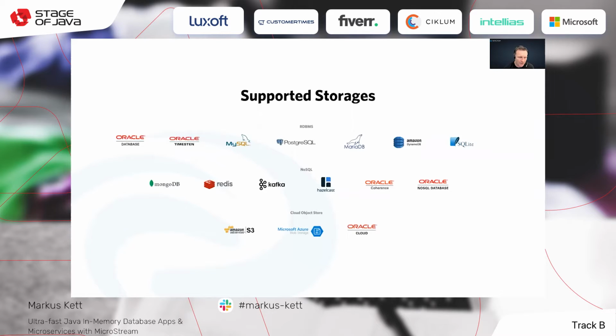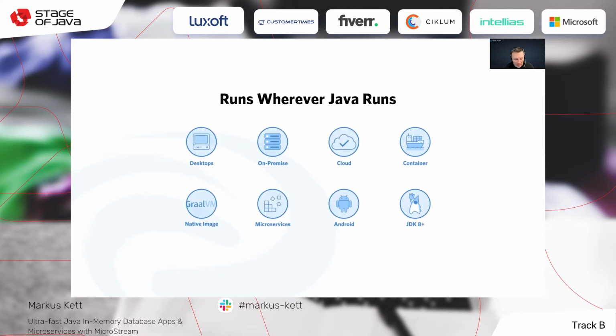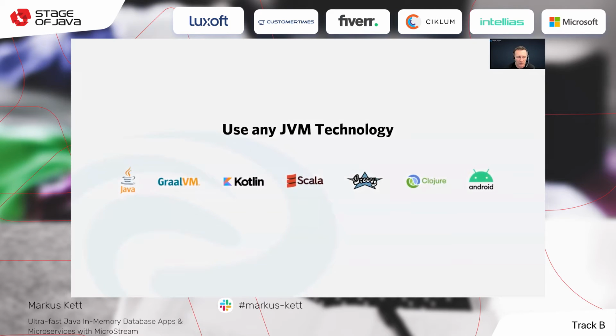We provide connectors to various database systems, and further connectors are work in progress. You can run MicroStream wherever Java runs. The only requirement is Java version 8, and it also runs on GraalVM native images, so you can use it as a micro persistence for your microservices. And as I mentioned, it also runs on Android. You can use it not only with Java, but also with any JVM language.